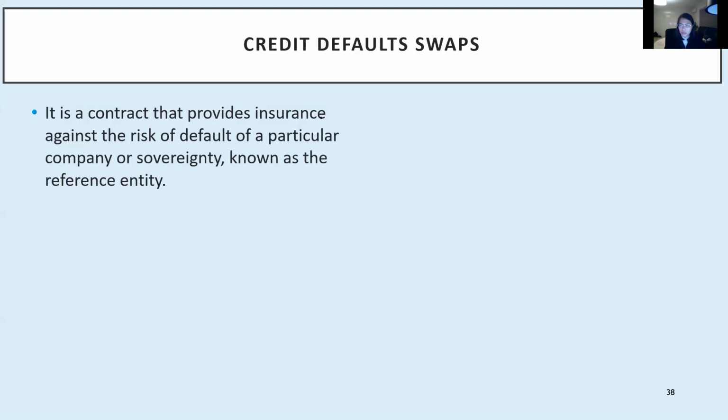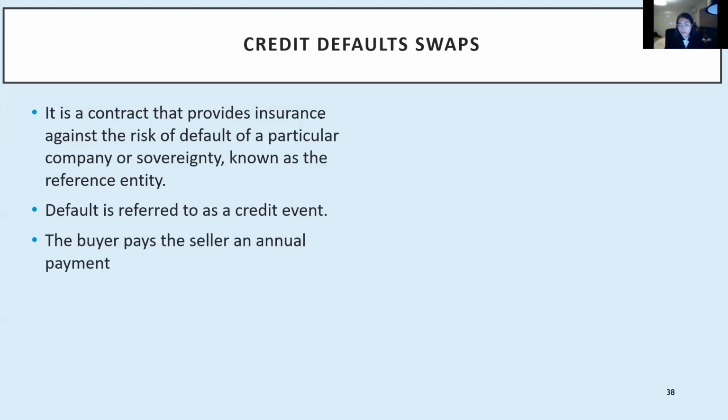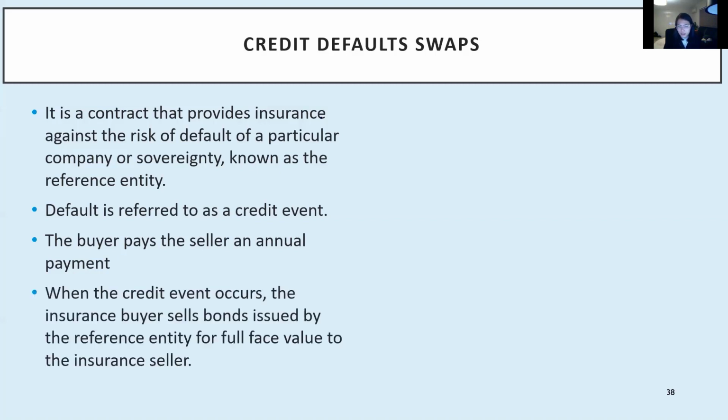default swaps, right? So credit default swap is like an insurance contract between a buyer and a seller, and they are written on the default risk of a company, okay? The default event is referred to as a credit event, and the buyer will pay the seller an annual payment, which is an insurance premium, okay?